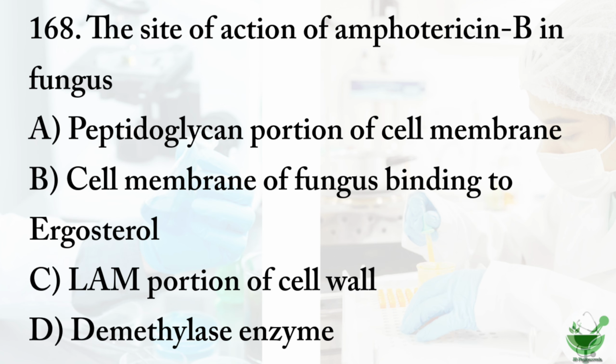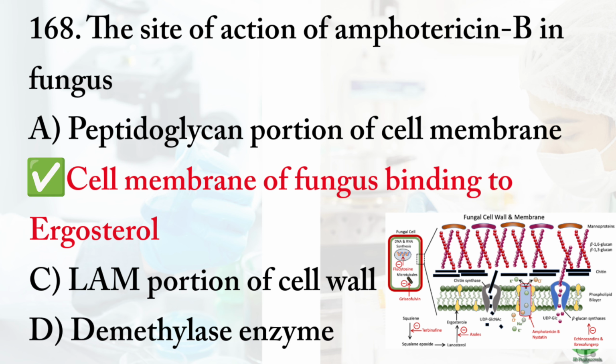Next question. The site of action of amphotericin B in fungus. The options given are A peptidoglycan portion of cell membrane, B cell membrane of fungus binding to ergosterol, C LAM portion of cell wall and D demethylase enzyme. And the correct answer is the cell membrane of fungus binding to ergosterol. That is the site of amphotericin B in fungus.